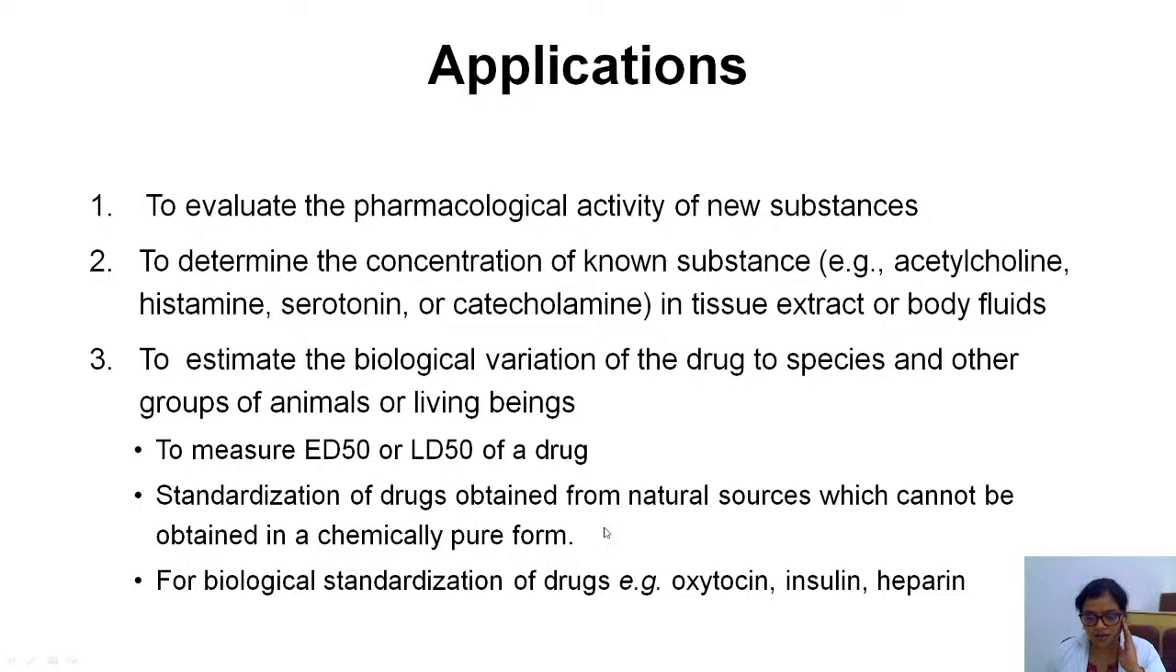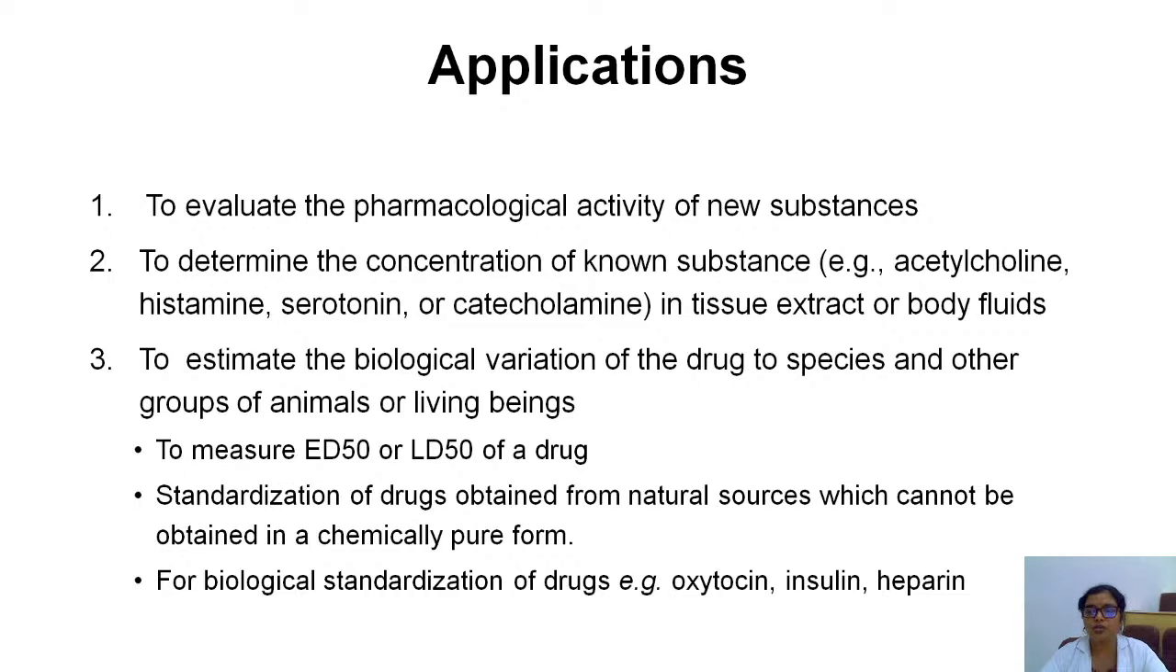Also, standardization of drugs obtained from natural sources which cannot be obtained in a chemically pure form, as we discussed about insulin. For example, it is used to standardize insulin. Although now with the recent recombinant insulin preparations, insulin is defined in terms of weight, earlier, if I asked you what is 1 unit of insulin, how much it is, 1 gram, 2 grams, 3 grams, that was not standardized. The same is the case with multiple biological molecules like heparin. If I ask you what is 1 unit of heparin, you cannot define it in terms of weight or molecular weight. It is always defined in terms of biological activity.